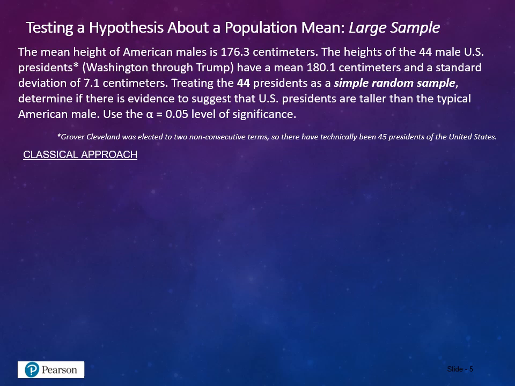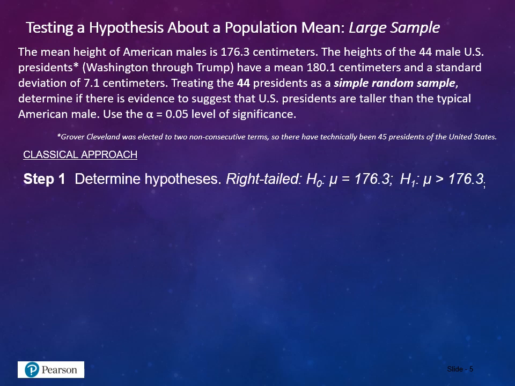The mean height of American males is 176.3 centimeters. The heights of 44 male U.S. presidents, Washington through Trump, have a mean of 180.1 centimeters and a standard deviation of 7.1 centimeters. Treating the 44 presidents as a simple random sample, determine if there is evidence to suggest that U.S. presidents are taller than the typical American male. And we're going to use the alpha equals 0.05 level of significance, which is a 95% confidence level.